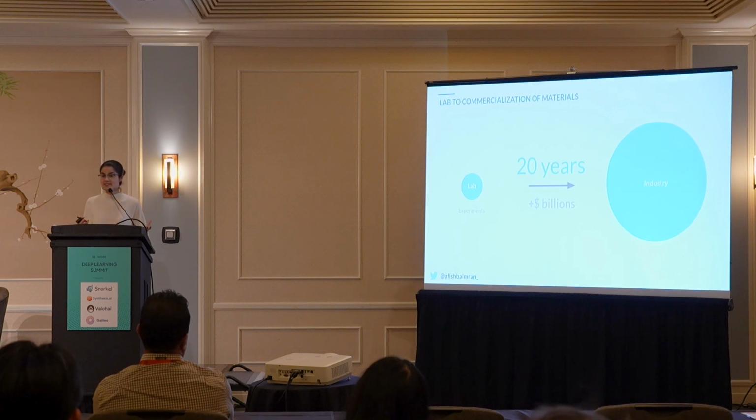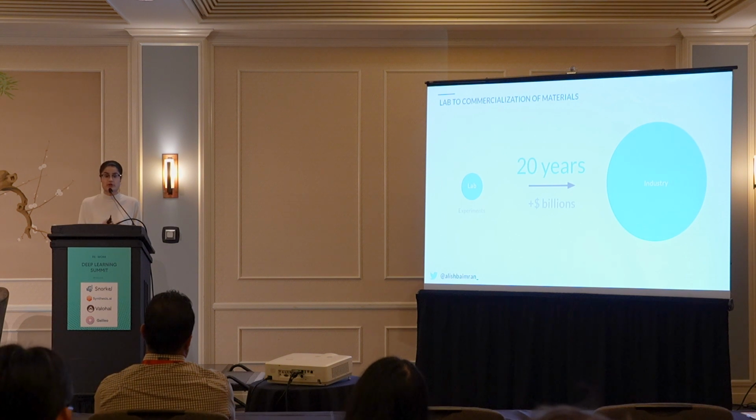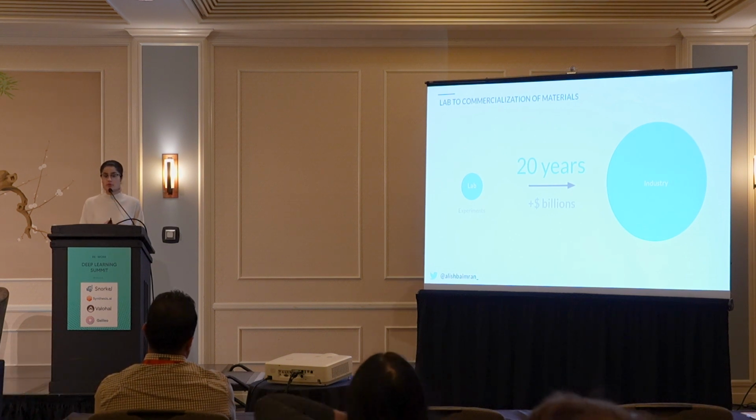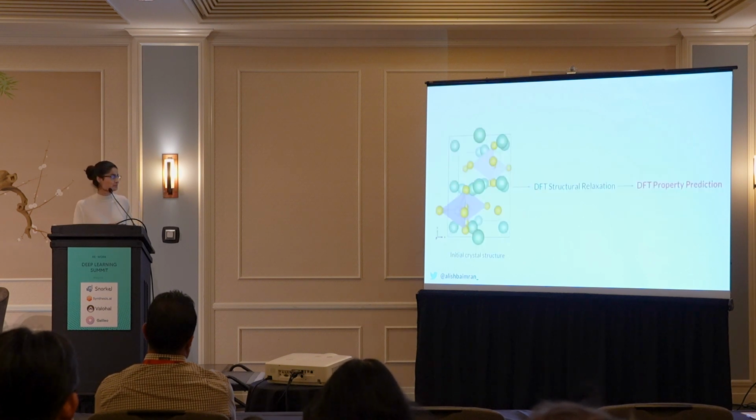And so material science today is a very, very manual and slow process. Oftentimes you're in a lab, you're doing tons of experiments, spending months, sometimes even years trying to find the right material for your application. And let's say you do find a material that you want to be able to commercialize and put into industry. That process alone can take 20 years and billions of dollars in funding.